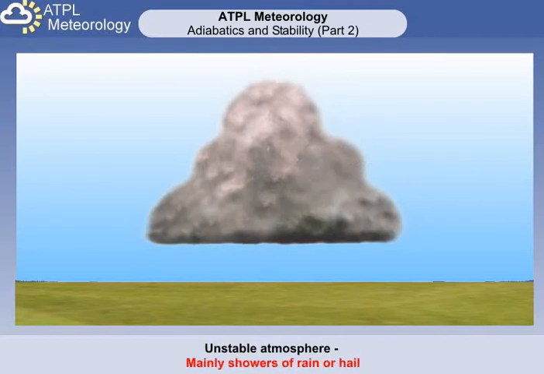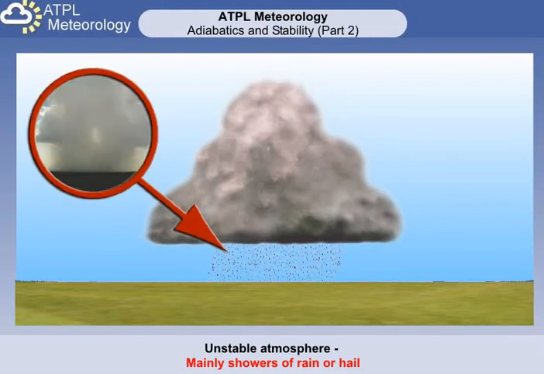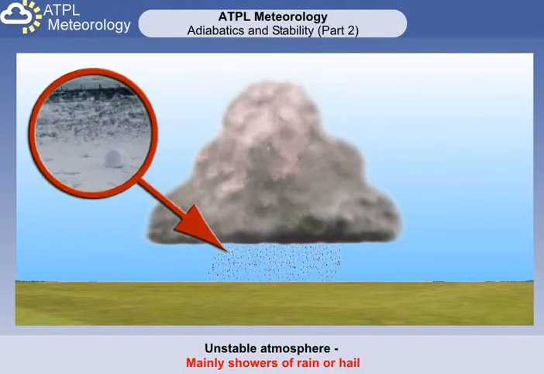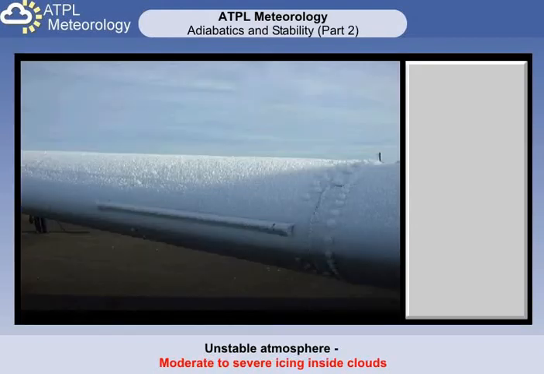With convective cloud, we get our vigorous updrafts within clouds, which support large water droplets. This has two effects. The precipitation is usually rain, hail, or snow, or perhaps a mixture of all of these. It's very important to know that there's a significant increase in the icing risk within these convective clouds.